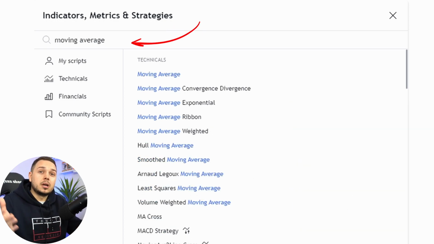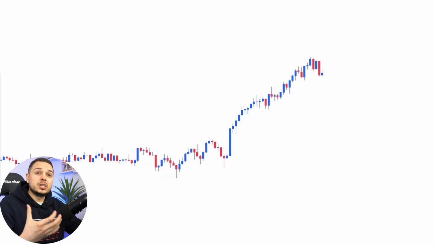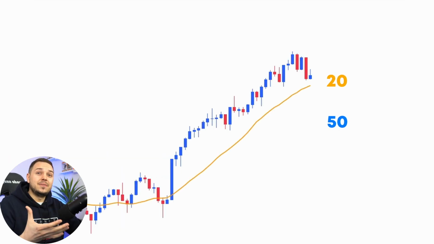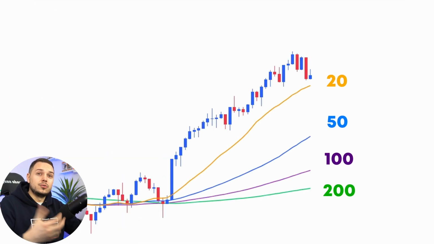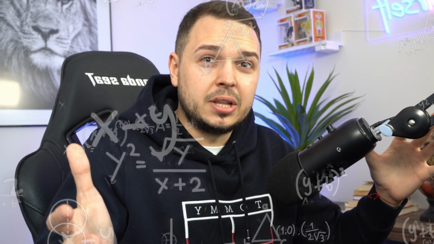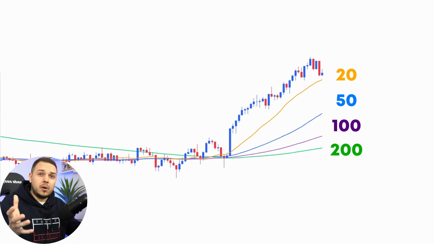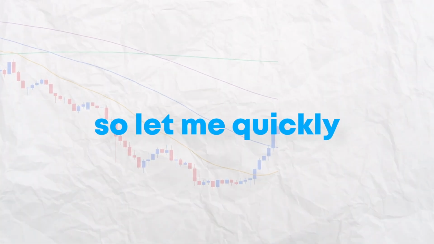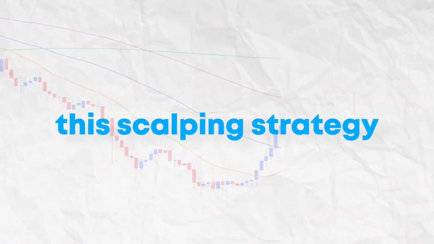We will also need a couple of moving averages. The moving averages we will need are 20, 50, 100, 200. This may seem like a lot of moving averages, but we will use them strategically and we will not have them all the time on our charts. So let me quickly go over how to actually use the scalping strategy.